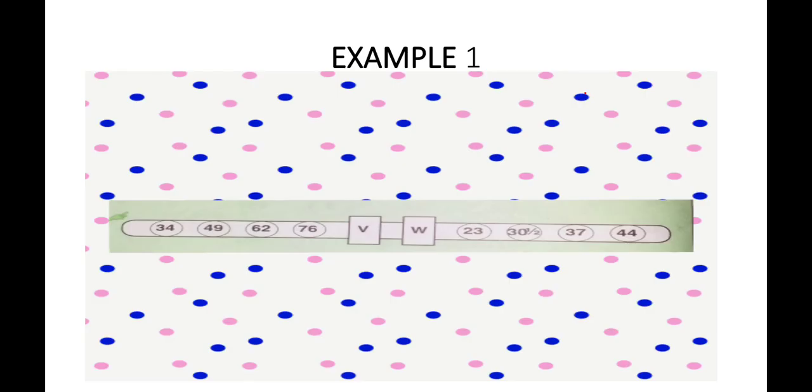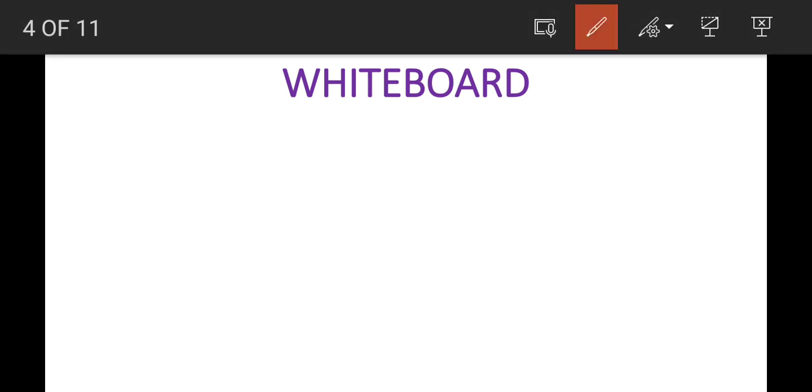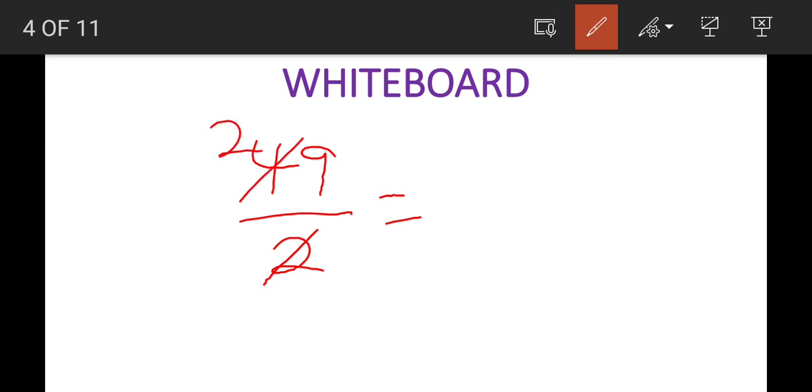Okay. How can we get our 30 and a half? We use the same method. Let's go to our board. 49 divided by 2. Let's divide it gradually. 2 into 4 is 2. 2 into 9 is 4 with a remainder of 1, and there is a half. In other words, 49 divided by 2 is 24 and a half.